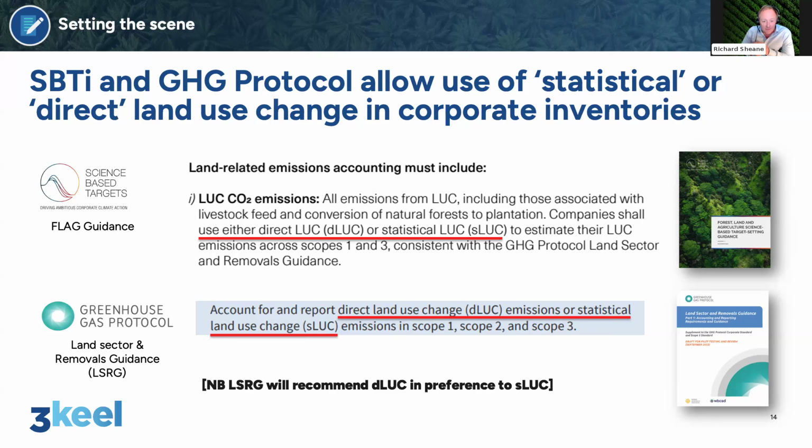You can see from this summary here that at the moment, both methods are possible within the standards. On the top, you've got the FLAG guidance from the Science Based Targets initiative and the Greenhouse Gas Protocol. It is expected that direct land use change will be preferred, that there'll be a hierarchy, and direct land use change is a preference over statistical, but it's still likely that statistical will be allowed. So what I'm going to do now is talk you through those two different methods.